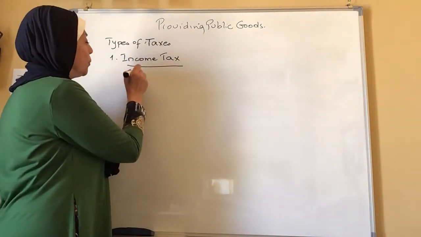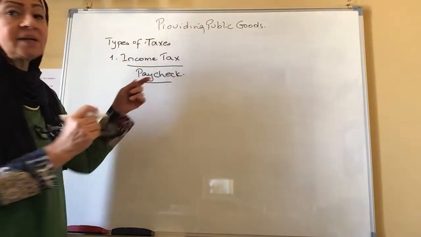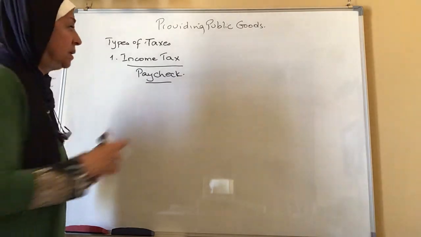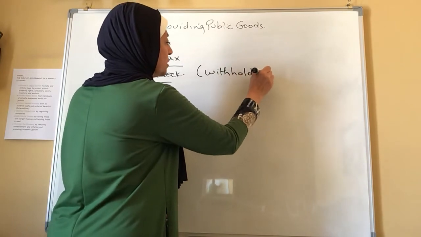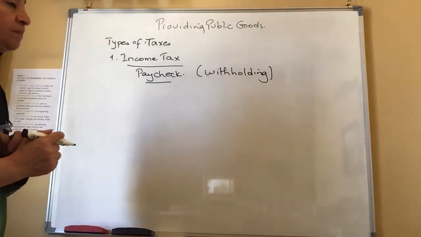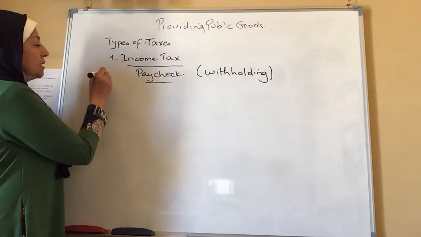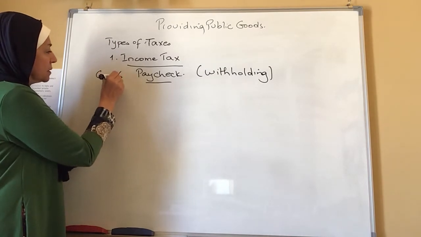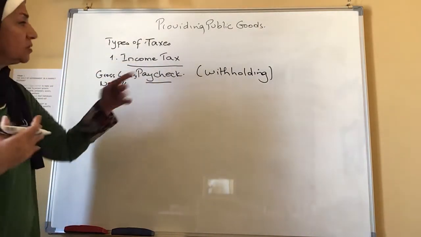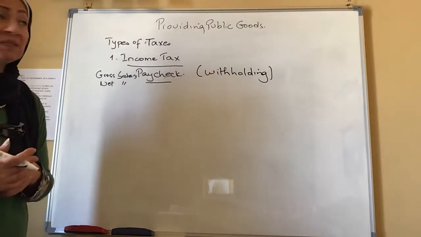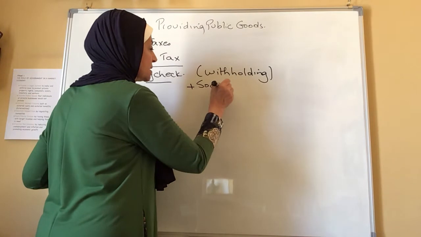If I am an employee and I get a paycheck, the taxes are deducted before I receive my money. And this is called withholding. This makes the system more efficient. It costs less to collect this amount of money. Every worker, every employee has a gross salary and net salary. They deduct the taxes.